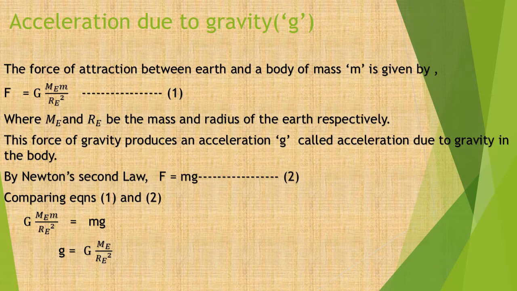Now we compare the two equations, that is 1 and 2, and equate them. We get G Me m / Re² = mg. Here the m on the LHS and the RHS cancel, since both represent the same object, and we get g, small g, or acceleration due to gravity, equal to G Me / Re². Here Me represents the mass of the earth and Re represents the radius of the earth. So this is the acceleration due to gravity of an object on or near the surface of the earth.